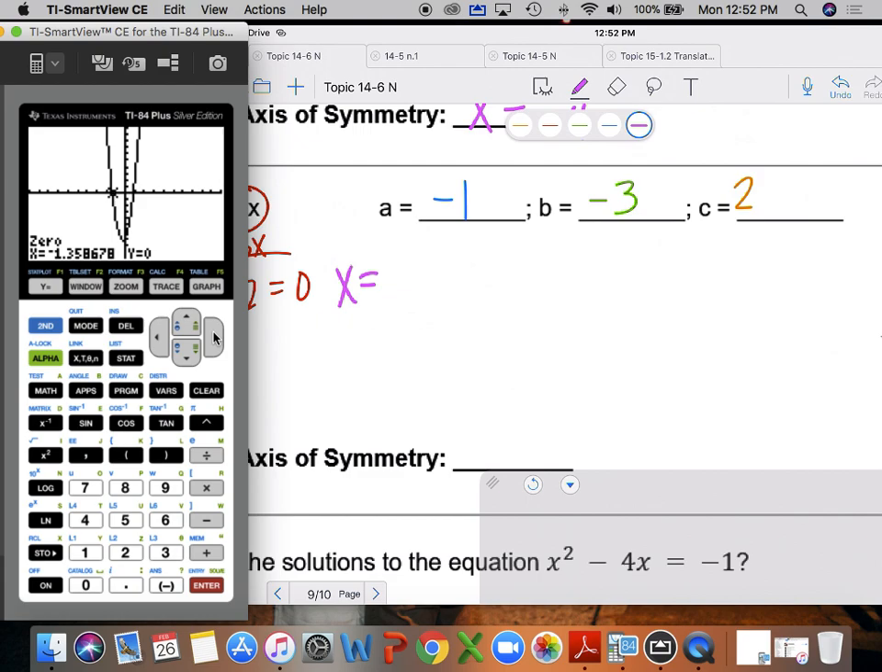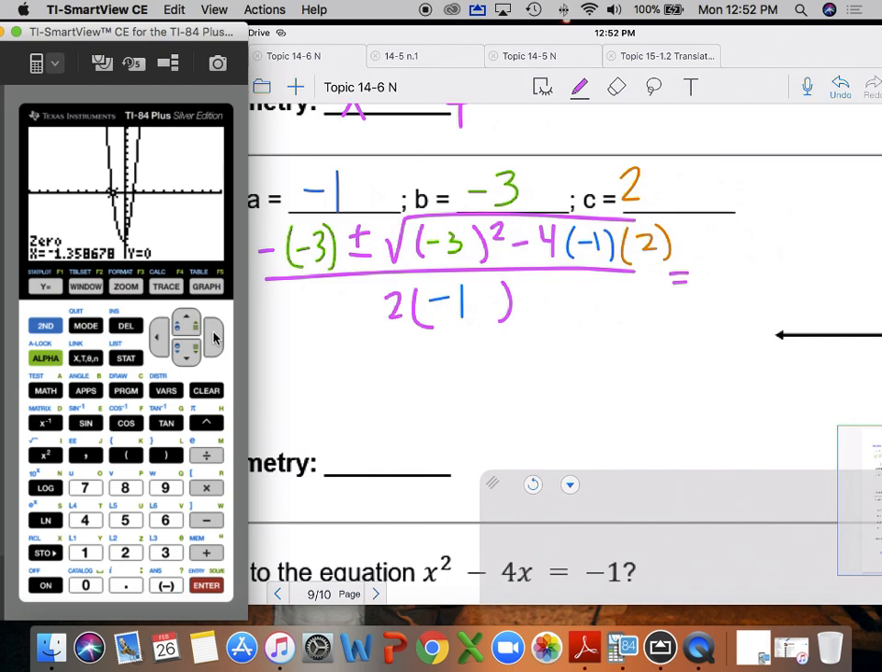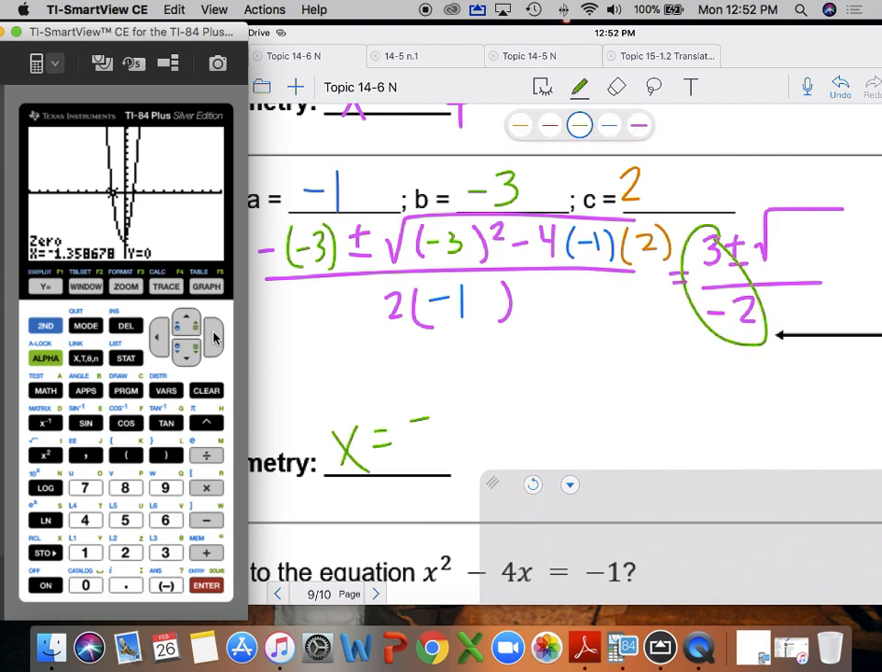So x equals the opposite of b plus or minus the square root of b squared minus 4ac, all over 2 times a. We simplify. Negative 3 is a positive 3. 2 times negative 1 is negative 2. So brief intermission. My axis of symmetry is negative 3 over 2, or 3 over negative 2. Same thing.